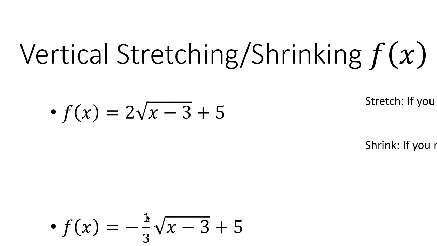On the second one, pretty similar. I would go to the right 3, take care of that, and then I would go out here. Now, it's actually a negative on the outside this time, so it's going to reflect and shrink in the same step. What you can do to do it all at the same time, just multiply the y values by negative 1/3. So it'll do a vertical shrink, but also reflect it all in one swoop, and you can do it all in one step, and it's really not that bad. And then still up 5.